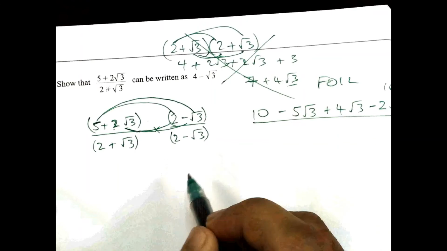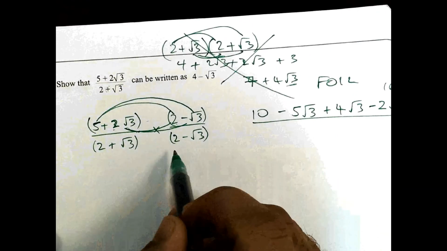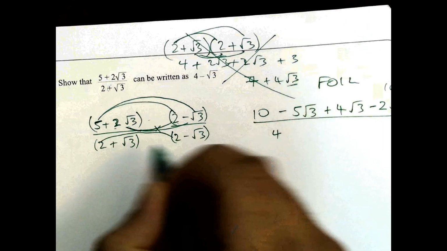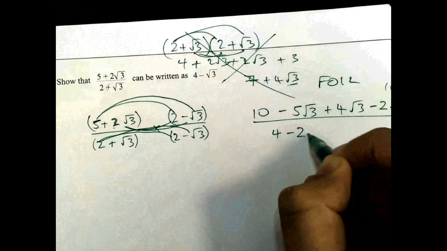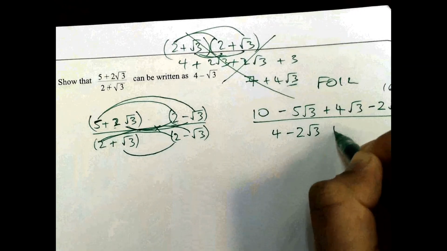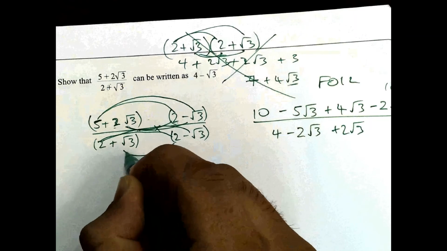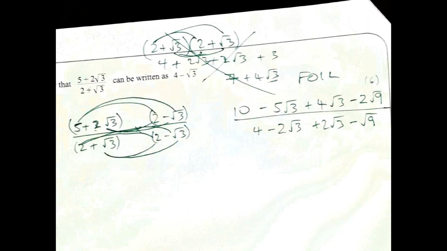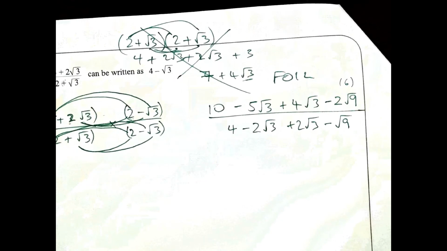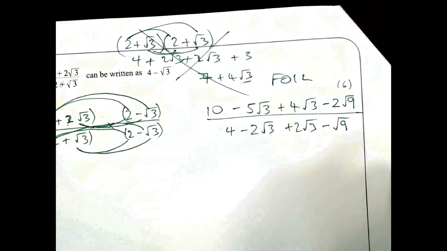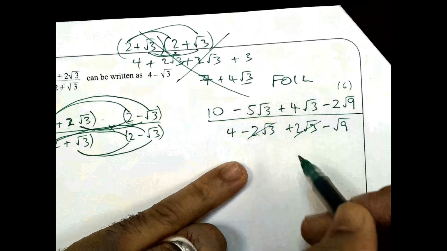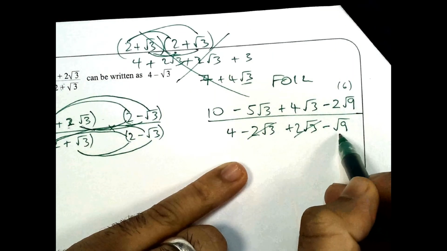Now, at the bottom, remember the aim here is to get rid of this surd, and hopefully that's going to happen now. First 2 times 2, which is 4. 2 times minus root 3, which is minus 2 root 3. Root 3 times 2, which is plus 2 root 3. And root 3 times minus root 3, which is minus root 9. Now you'll notice, year 11 students, that minus 2 root 3 and plus 2 root 3 cancel each other out. So I am getting rid of the surd at the bottom. I know it looks like there's a surd still there, but that's a square number, so that's actually 3. Square root of 9 is 3.